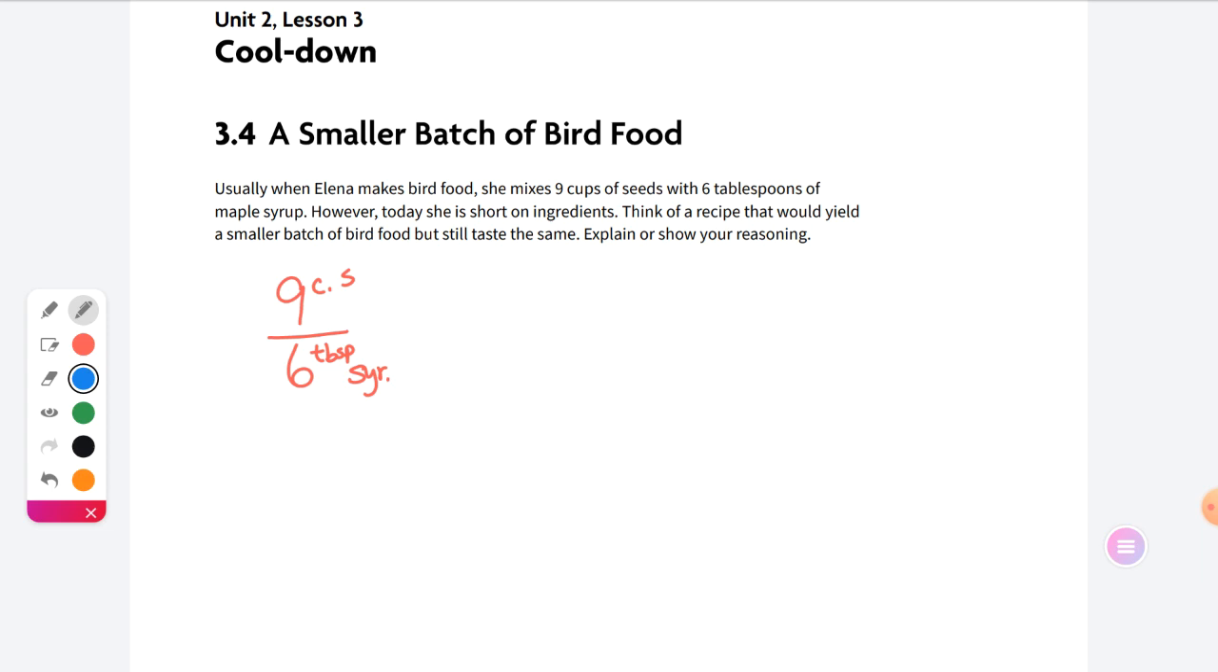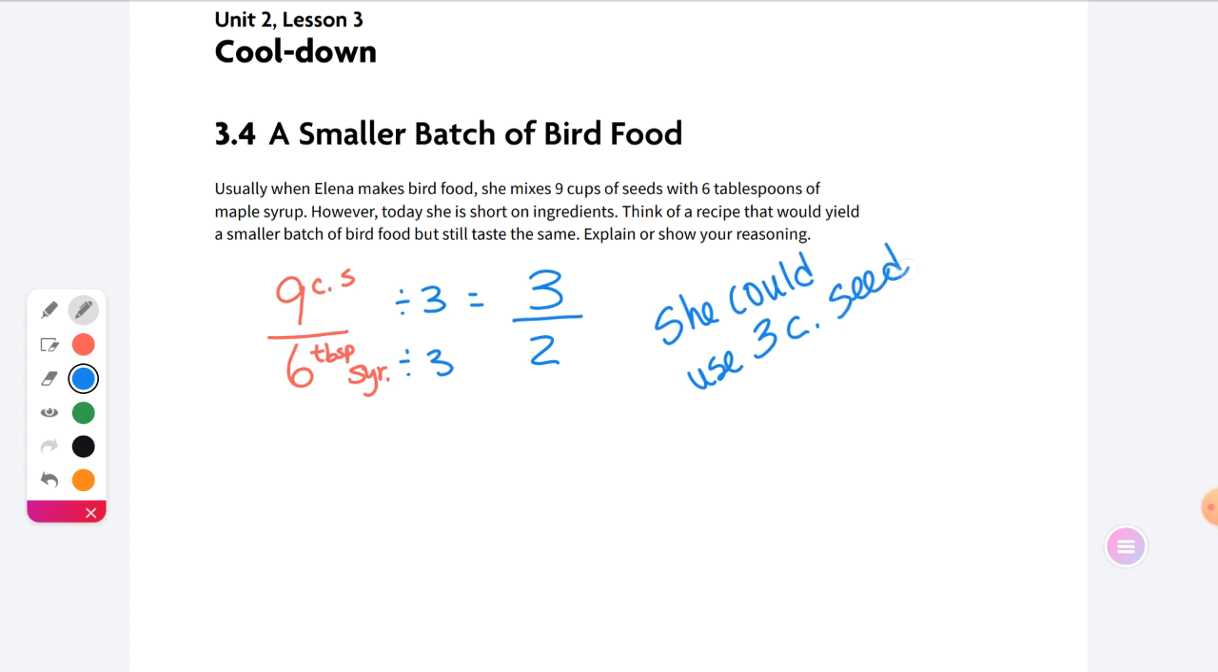I don't know how I got this. So what I should have done was taken 9 divided by 3, and you would have gotten 3, and then the 6 divided by the 3, and you would have gotten 2. Okay, so then my sentence would have been, she could use 3 cups of seed and 2 tablespoons of syrup.